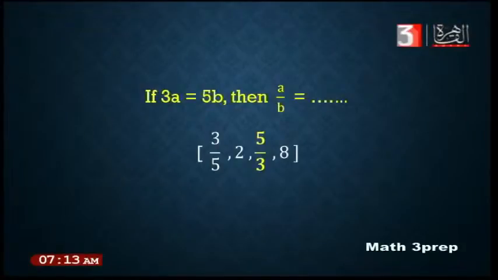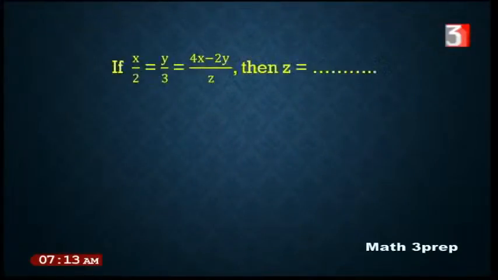Let us have another example. If x over 2 equals y over 3 equals 4x minus 2y over z, then z equals what? Is it negative 2, half, negative half, or 2?